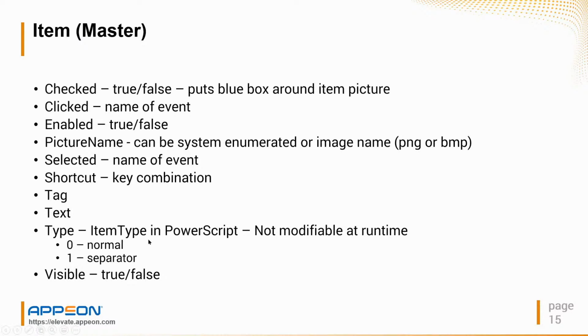And then there's a type. It's called an item type when you're accessing it in PowerScript. It's not modifiable at runtime. And the 2 values it can have in the JSON XML or when you access it to read it in PowerScript is either normal or separator. And if you've worked with PowerBuilder menus, you're familiar with the separator, which is just a horizontal line that separates groups of menu items. Okay.